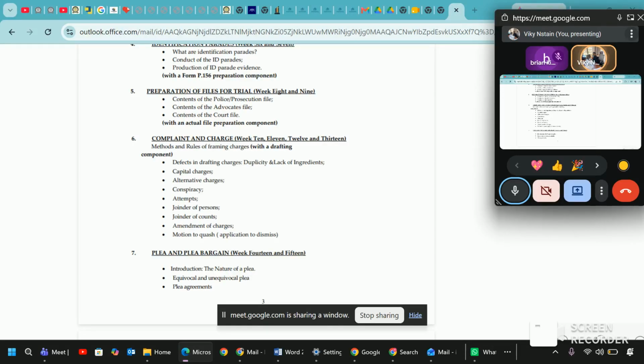We have duplicity and lack of ingredients in a charge. So a charge is fatally defective if one count alleges more than one offense, because this will result in duplicity, or the charge will be duplex. Number two, a charge will be fatally defective when the count omits an essential ingredient, so the accused is not reasonably informed of the offense, and such defects are only saved if no failure of justice will be shown.